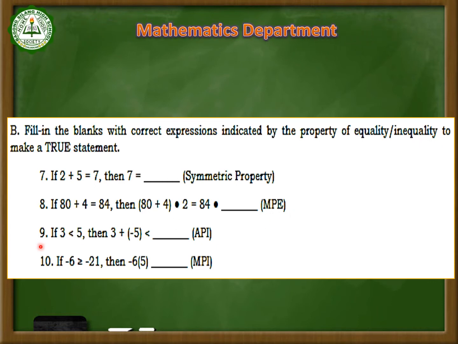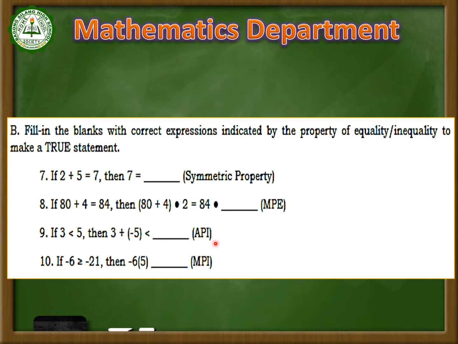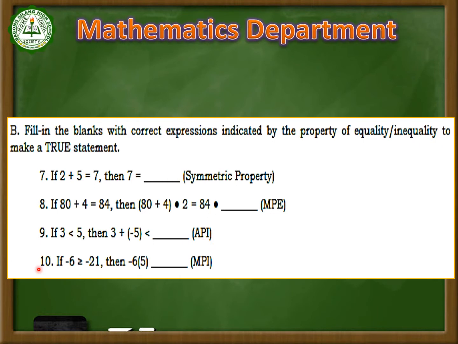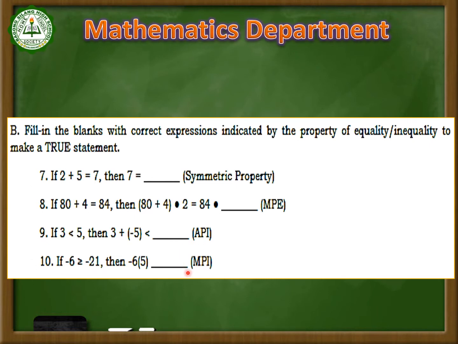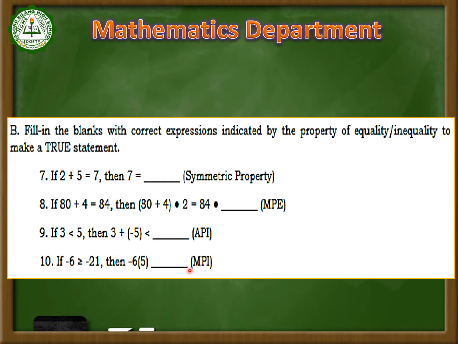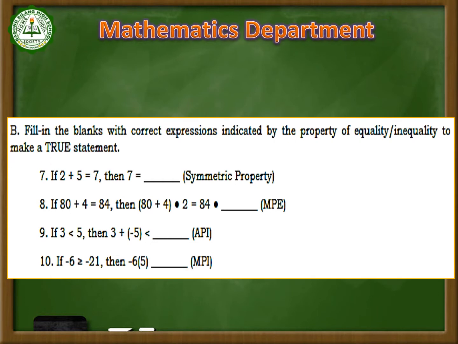And for number 9, what expression should be written in this blank? It should rely on the addition property of inequality. For number 10, you have to consider the multiplication property of inequality.